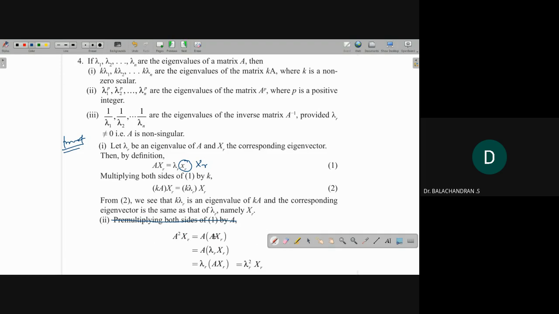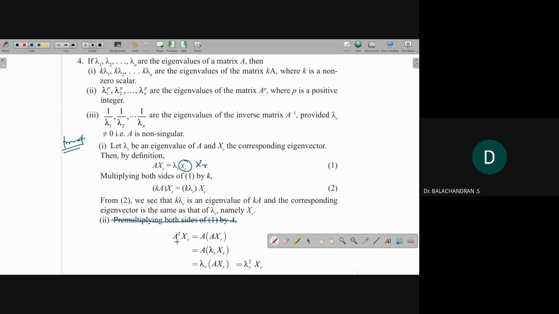A square Xr, I can write as A into A Xr. But A Xr is what? Lambda r Xr. From here to here, I used equation 1. And then lambda r goes outside because that is a constant. So lambda r into A Xr. But again, A Xr by equation 1 is lambda r Xr. So lambda r into lambda r Xr is lambda r square Xr. So from this, what do we conclude? A square Xr equals lambda r square Xr.